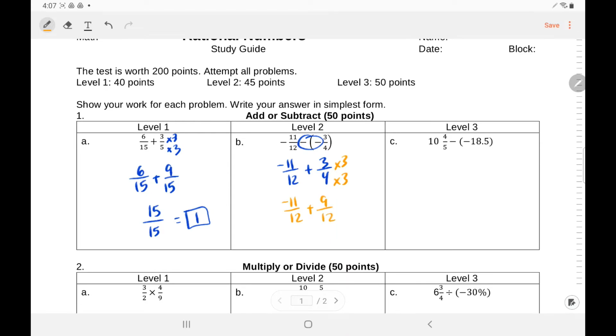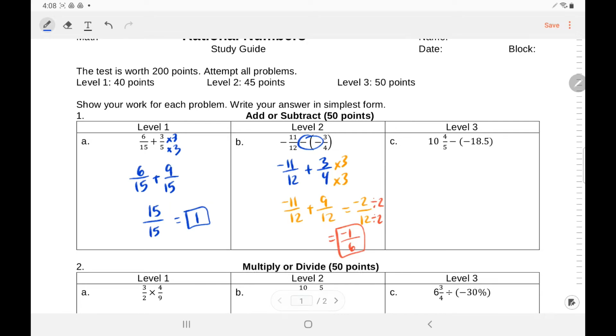So -11/12 plus 9/12. We have 11 negatives and 9 positives. Therefore, our final answer is going to be 2 negatives left over 12. But it's not simplified yet, so we're going to divide both our numerator and denominator by 2. And our final solution will be -2 divided by 2 is -1, and 12 divided by 2 is 6. So -1/6. For our last problem, we have 10 4/5 minus -18.5.